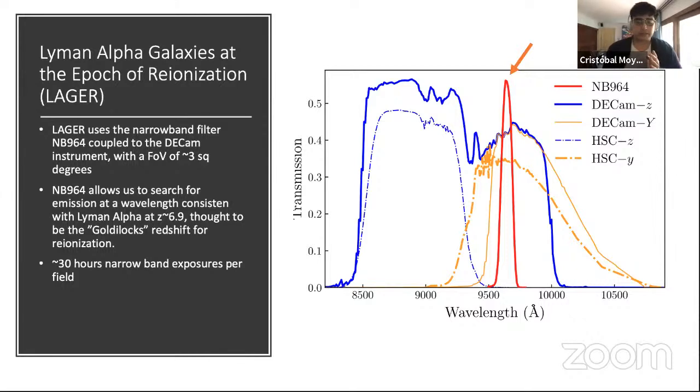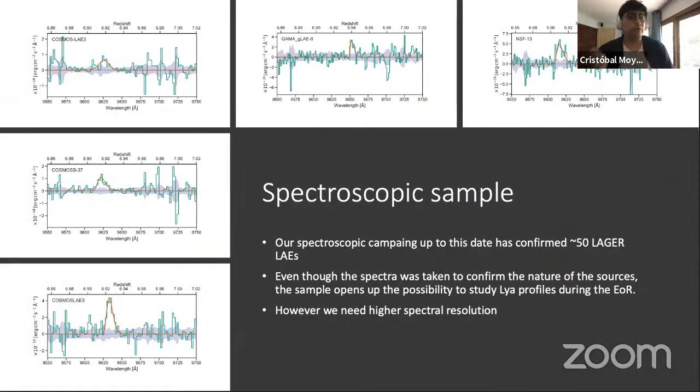The filter is built such that the center matches Lyman-Alpha at a redshift of around 6.9. And we aim to obtain 30 hours per field, and are currently aiming to get 8 fields in total, meaning 24 square degrees. So once we find our narrowband selected candidates, it's time to confirm them.